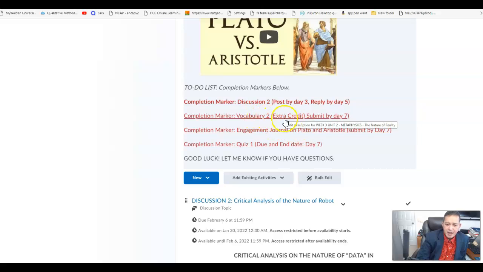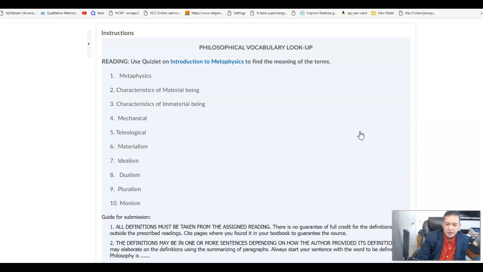Now, the vocabulary that you have is important in understanding what metaphysics is, the characteristics of a material being, what it means to be mechanical, teleological, materialism, idealism, dualism, pluralism, and monism. Okay? If you look at the Quizlet, you may find all these terms already defined there.